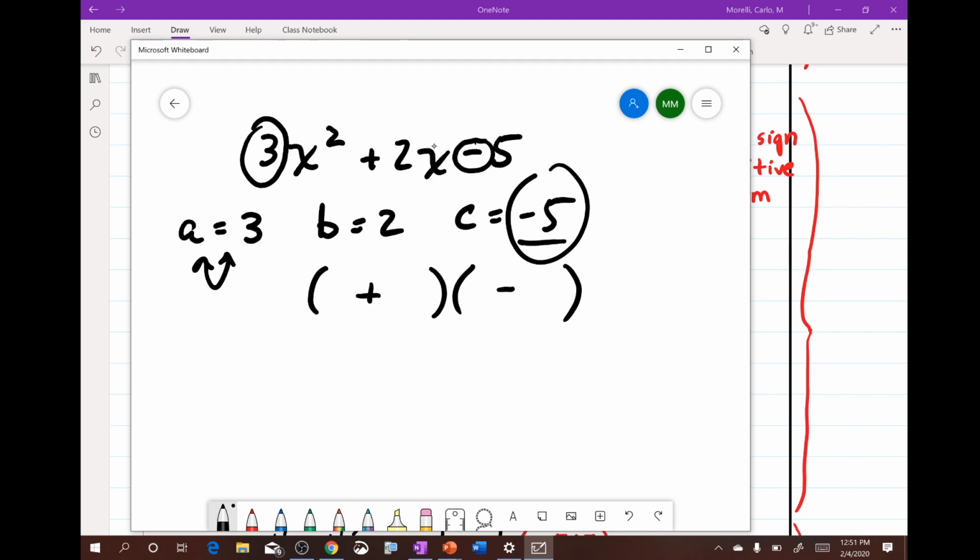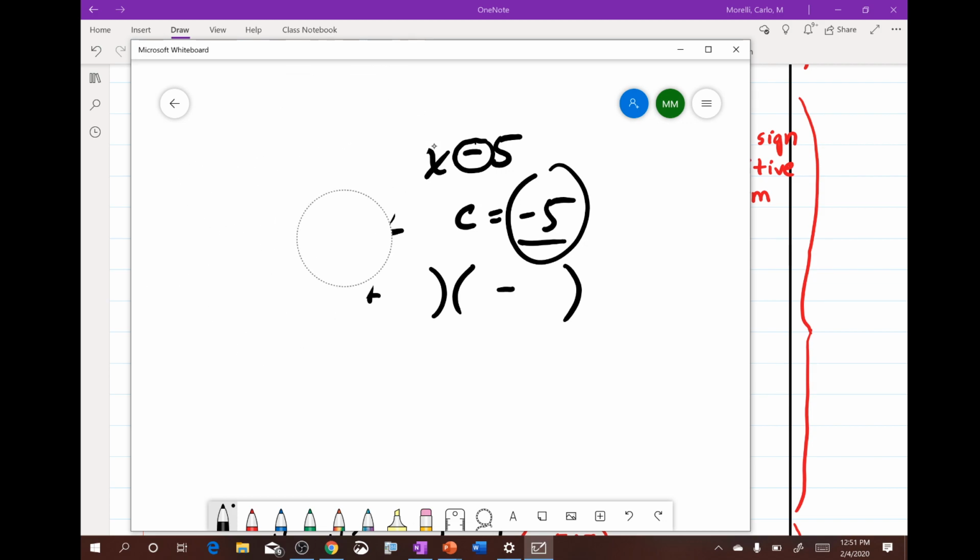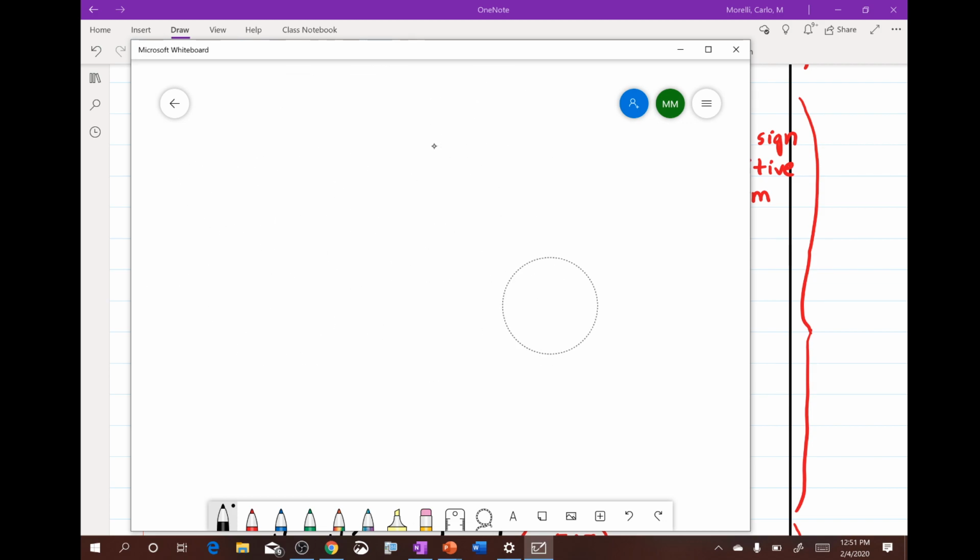It opens up. Is it going to be real skinny or real fat? This is a big number, so it's going to be skinny. It's opposite of what you think. Good. Now let me do another one.